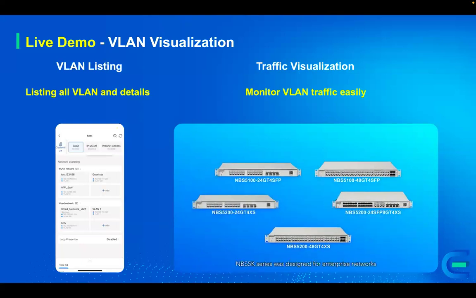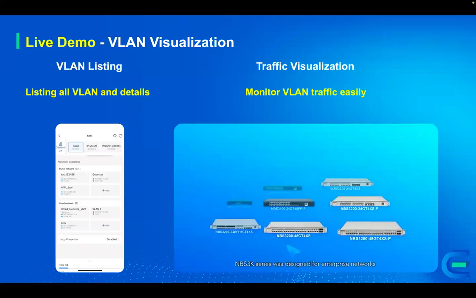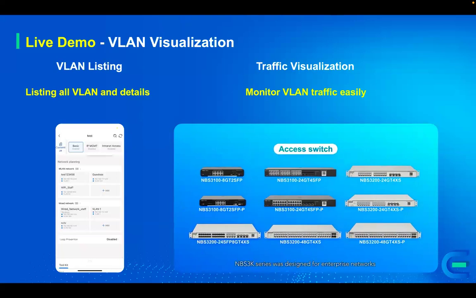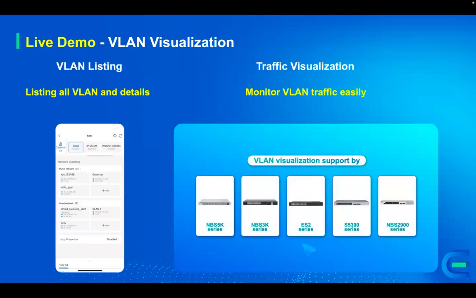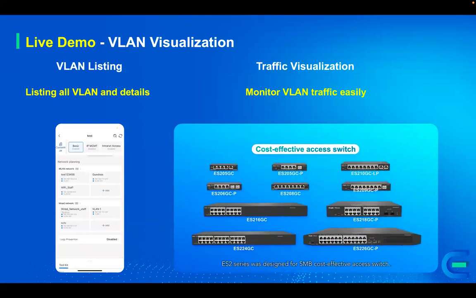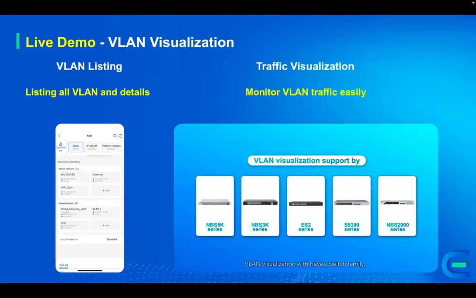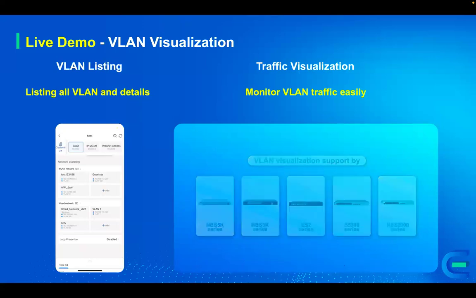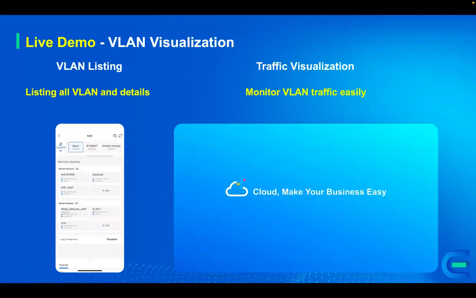NBS5 K-Series was designed for enterprise networks as a core switch, supporting DHCP server and static routing. NBS3 K-Series was designed for enterprise networks as an access switch. ES2 series was designed as an SMB cost-effective access switch. VLAN visualization with the Ruijie switch family redefines your easy network. Cloud, make your business easy.